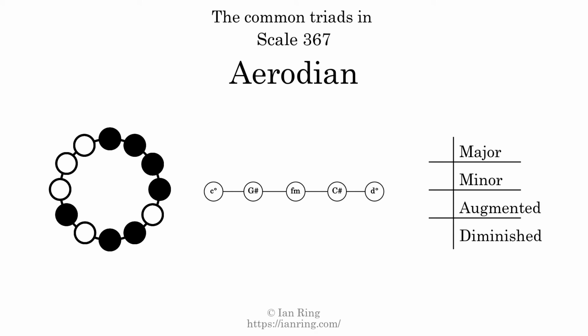The diagram in the center is a graph of parsimonious voice leading between triads. There are 2 major triads. There is 1 minor triad. There are no augmented triads. There are 2 diminished triads. Here is a Hamiltonian path of parsimonious voice leading that uses all the triads.